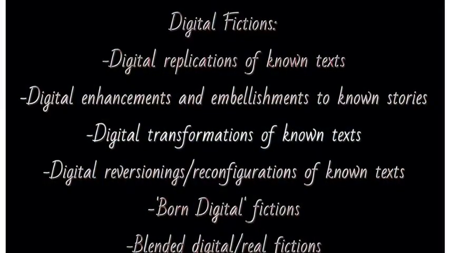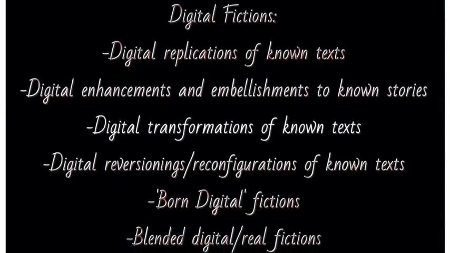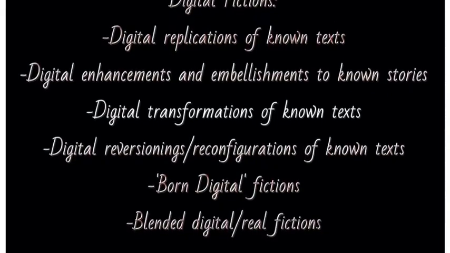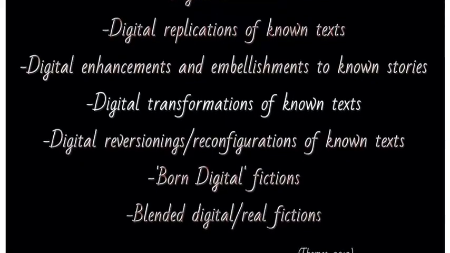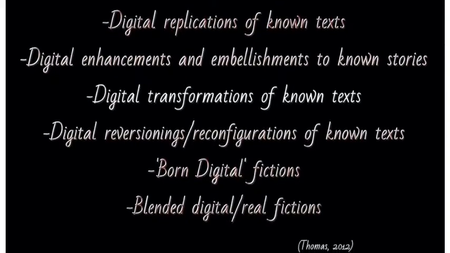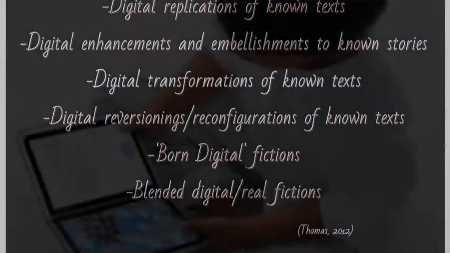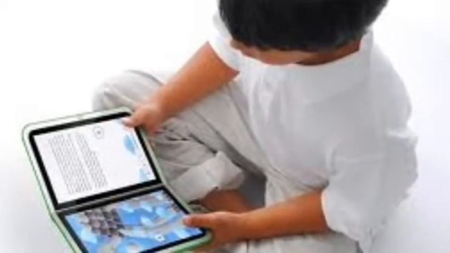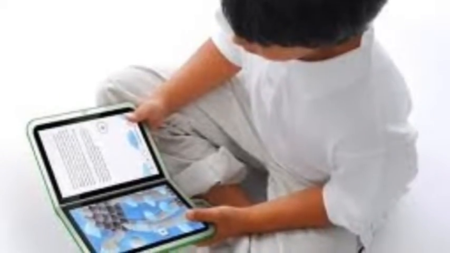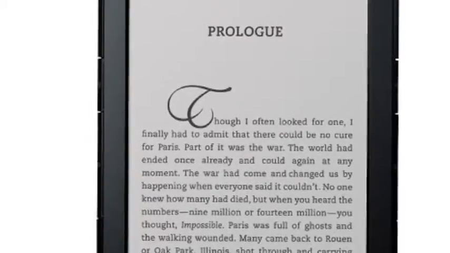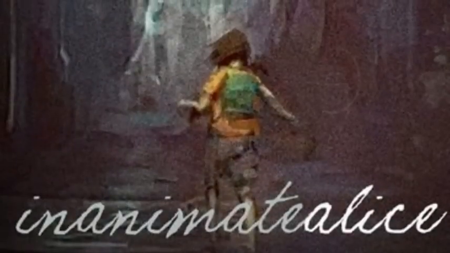These are digital replications of known texts, digital enhancements and embellishments to known stories, digital transformations of known texts, digital reversionings or reconfigurations of known texts, born digital fictions, and blended digital or real fictions. In its simplest form, digital fiction can be an electronic version of a text. These are becoming more popular and more flexible with technologies such as Kindles and other e-readers, to more complicated forms such as fictions which have been created for use on the internet, like multimodal and online text Inanimate Alice.